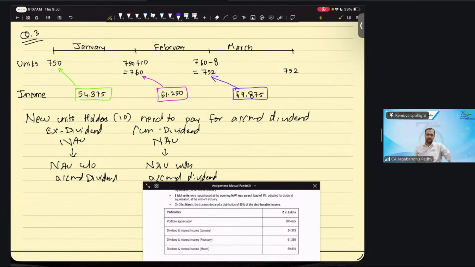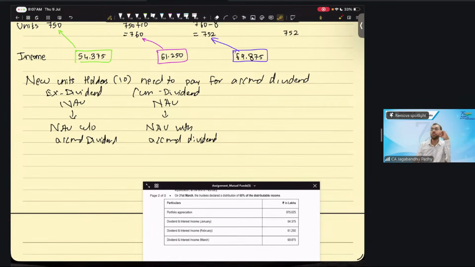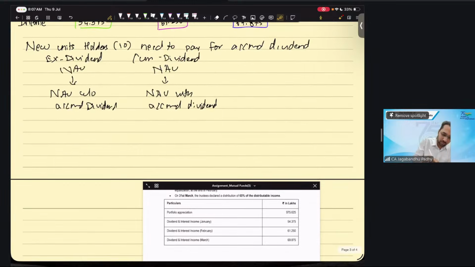Are we clear what is dividend equalization over here? Are we clear what is dividend equalization, everyone? Yes. Okay. So as a unit holder, when you are investing, you are going to pay for the NAV, you're going to pay for the dividend equalization, and you also need to pay for the entry load, right?